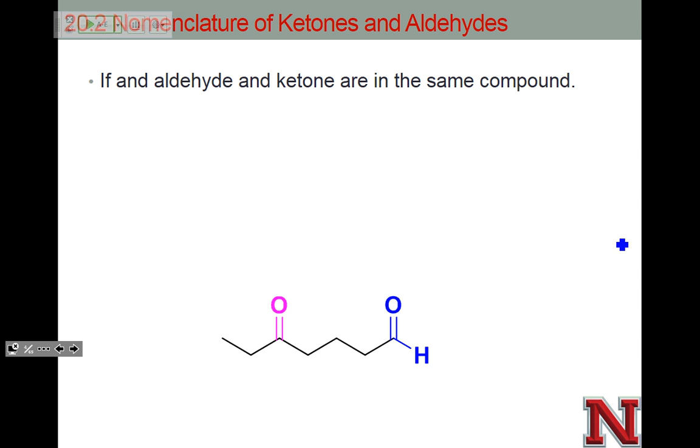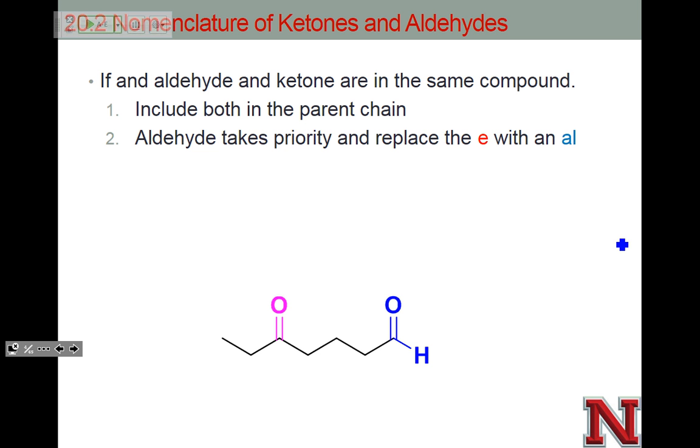If there is an aldehyde and a ketone in the same compound, what do we do? What do we put as priority? That's something we have to talk about because those carbons have the same oxidation state. As far as priority, we're going to try to include both in the parent chain, if that's possible. Our aldehyde's going to take priority, replacing the E with Al, and our ketone is going to be a side group.